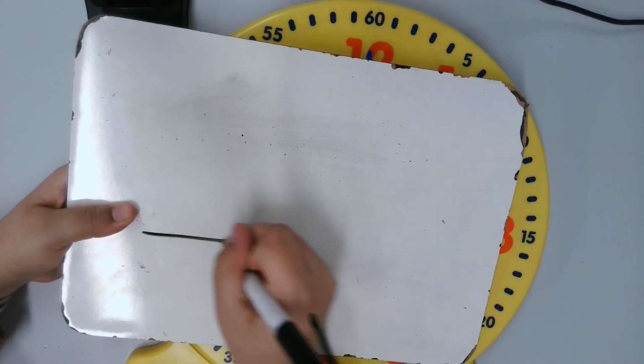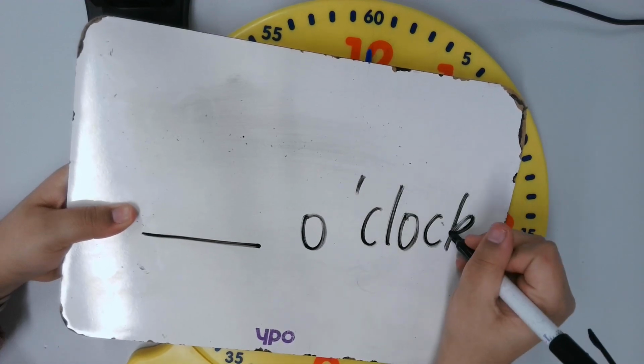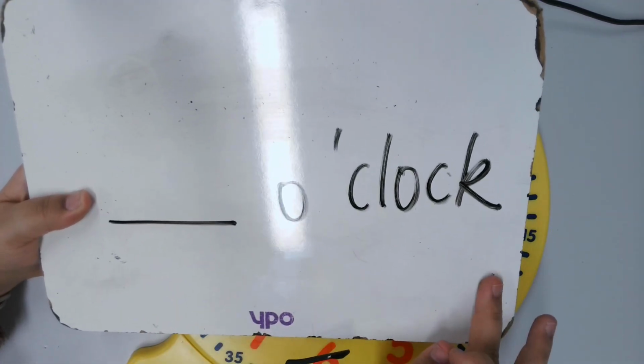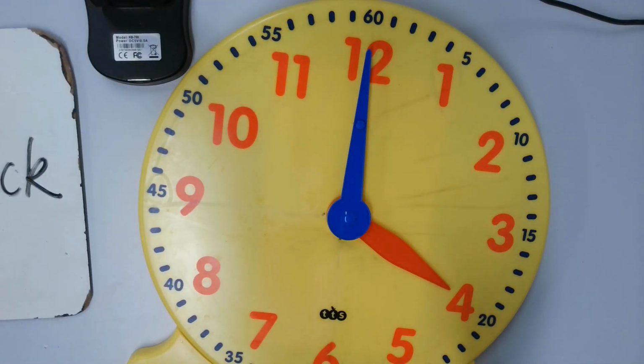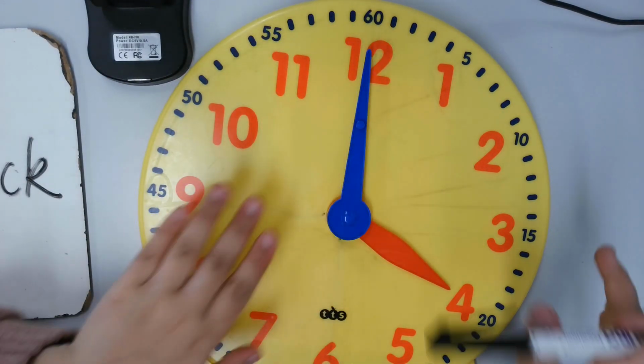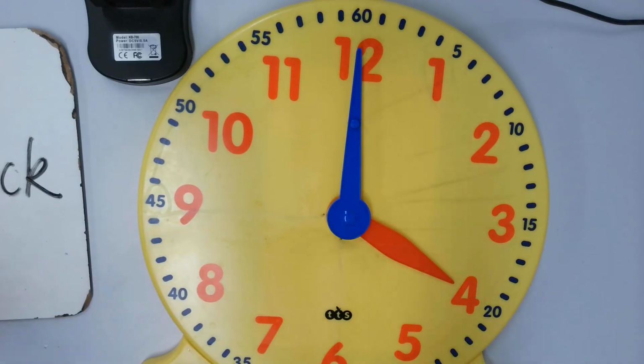If I want to write that, I'm just saying it's something o'clock. That is what my minute hand tells me. It's something o'clock. I'm directly straight up, and that means that I'm at the beginning of a new hour. We call that o'clock.